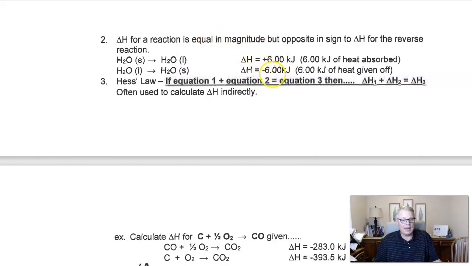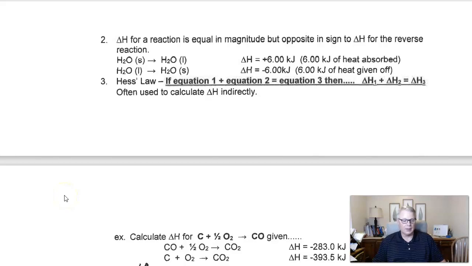Delta H is equal in magnitude, but opposite in sign to delta H for the reverse reaction. So, if you take a chemical equation and you flip it, then the amount of delta H is still the same, but it changes sign. It goes from positive to negative, negative to positive. And that's rule number 2. Okay, and that wasn't too bad.